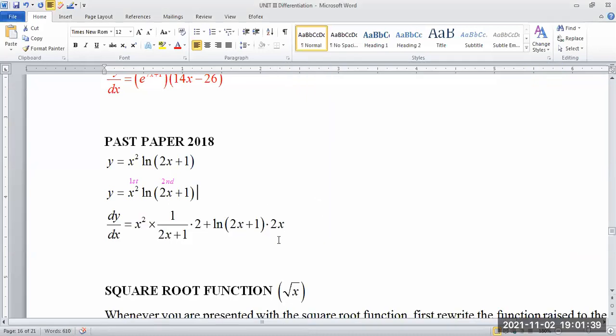So look at that and tell me if you agree with me. It's going to be the first, times the differentiation of the second. The differential of ln x is 1 over x. Here, x is 2x plus 1, so it is going to be 1 over 2x plus 1. But I now have to differentiate the 2x plus 1, and when I do, I get 2. So it is times 2, plus the second, ln 2x plus 1, times the differentiation of the first.